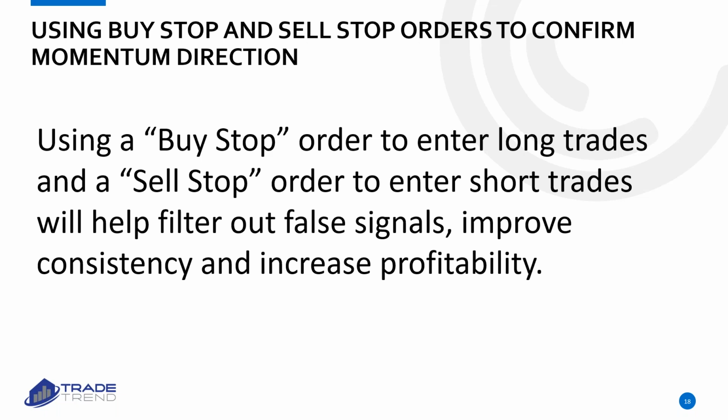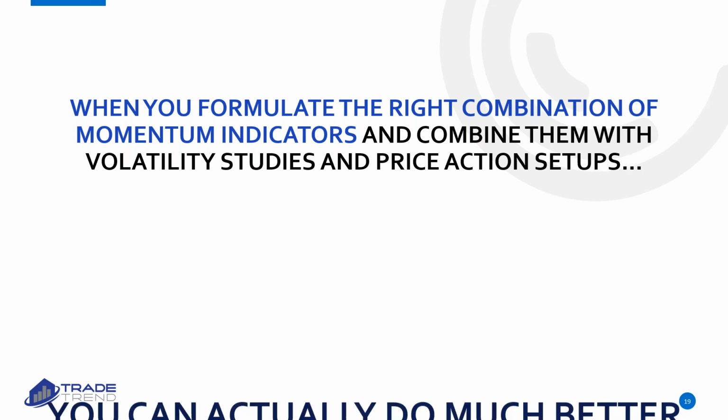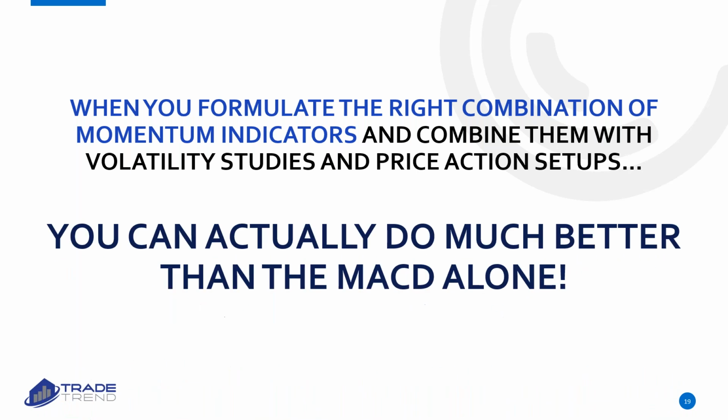You can use those order types in combination with the MACD indicator to confirm momentum. So this is a technique I use in my own trading. Now here's the cool thing. When you combine and formulate the right set of momentum indicators together, you get a synergistic effect. And if you combine them with volatility studies and price action setups like I just showed you using the buy stop and sell stop orders, you can actually do a lot better than the MACD alone, believe it or not.